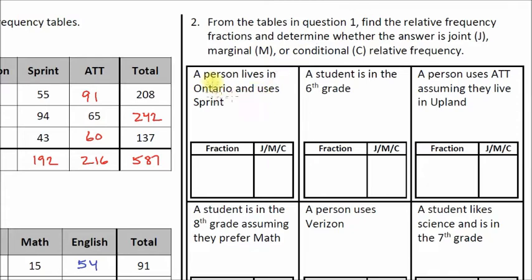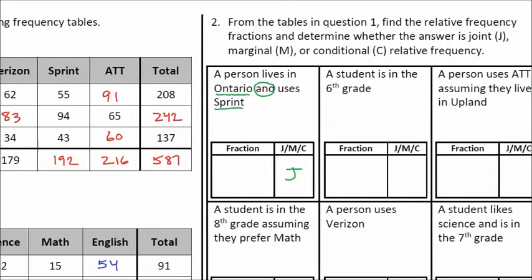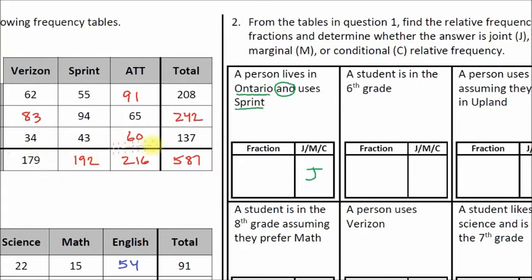The first box: a person lives in Ontario, and here's our key word, and uses Sprint. When you see the word and connecting two categories, that means it must be a joint relative frequency. The other thing that tells you it's joint is if you look at the table, that number is coming not from the totals row or the total column. It's coming from the data inside of the table. In this case, Ontario and uses Sprint.